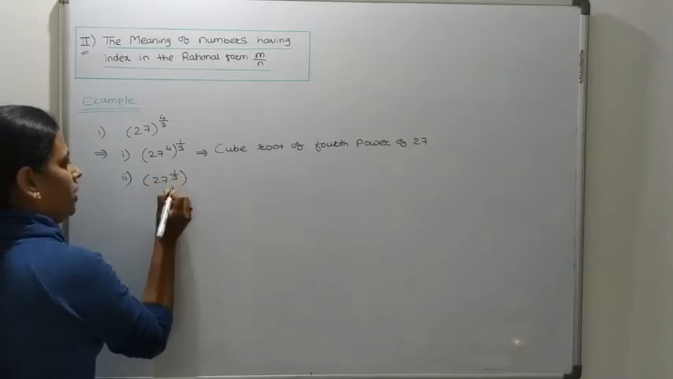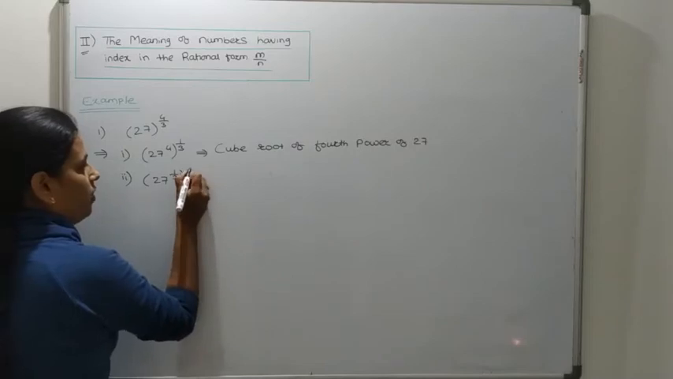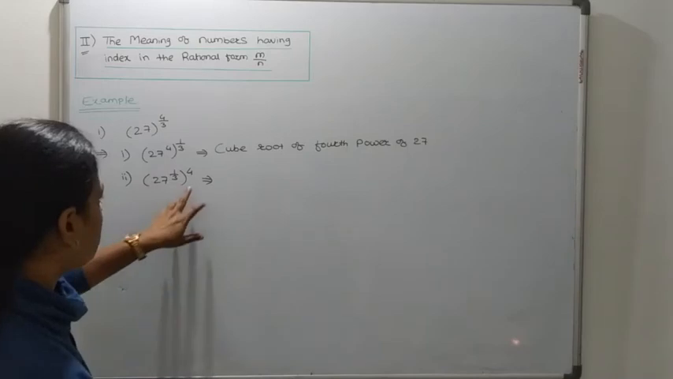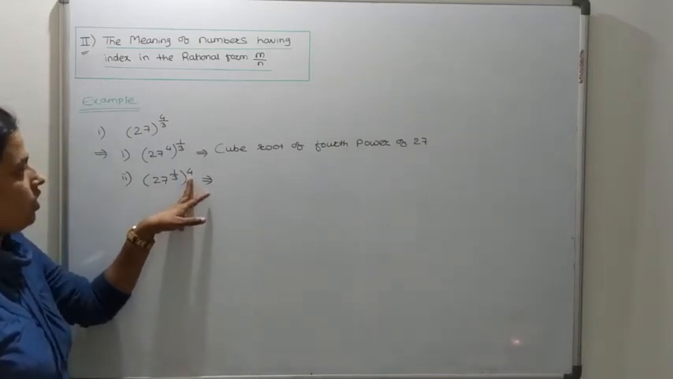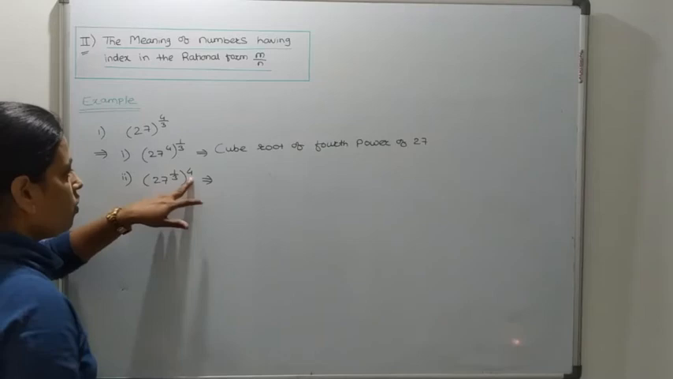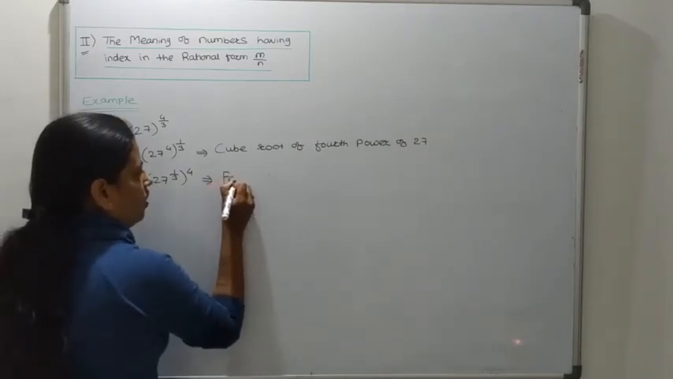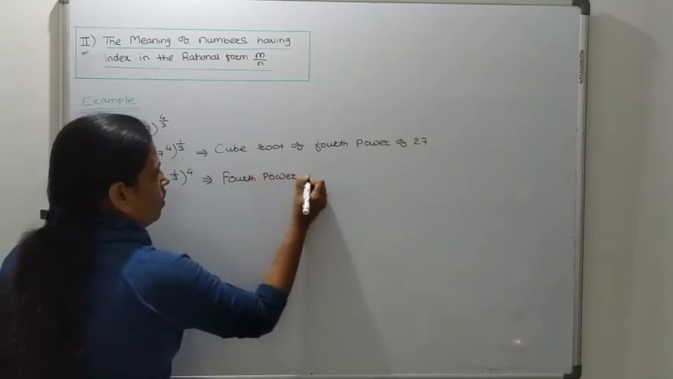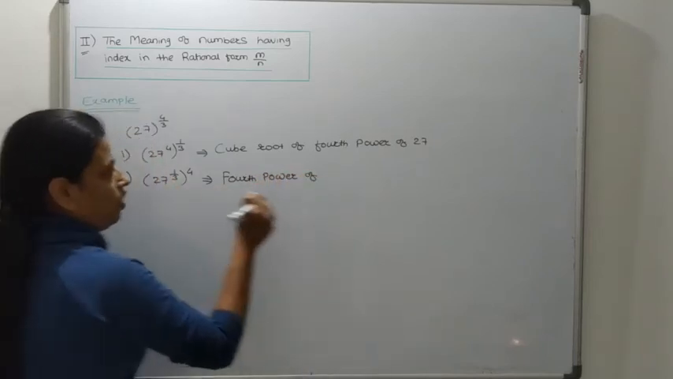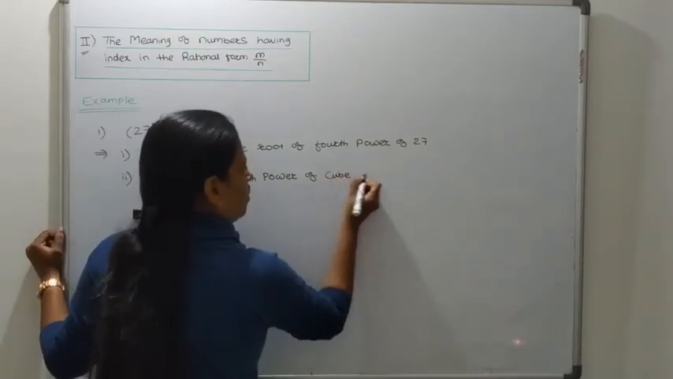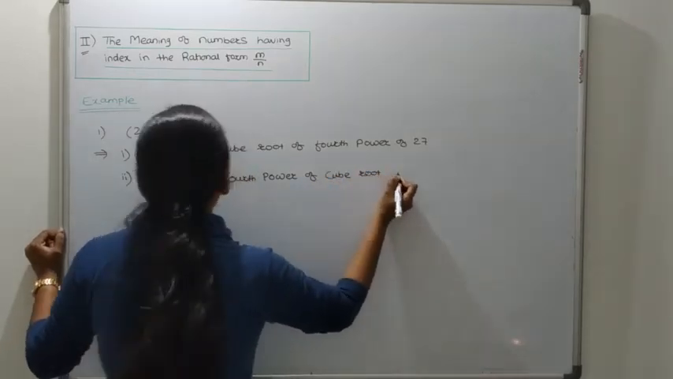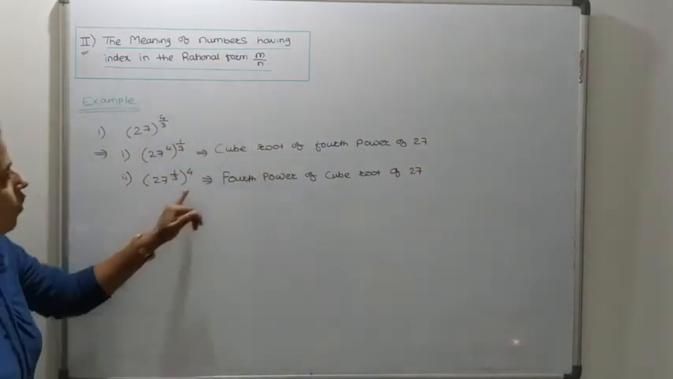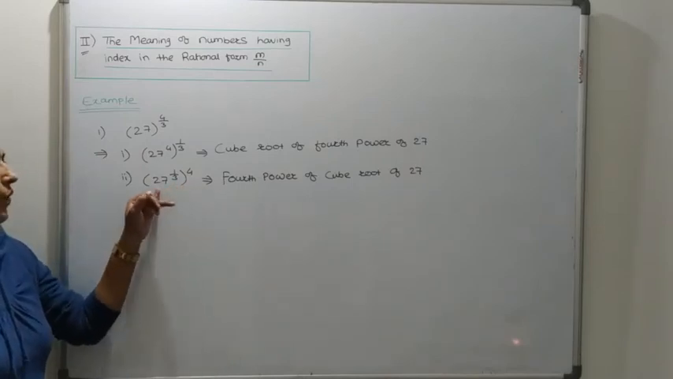Now second way, 27 raised to 1 upon 3. We have to take 1 upon 3 in bracket and out of the bracket 4 is there. So how to write this? Okay. So 4 represents what? Power. It does not represent a root. So how to write this? That is the fourth power of the cube root of 27. Clear? Fourth power of cube root of 27.